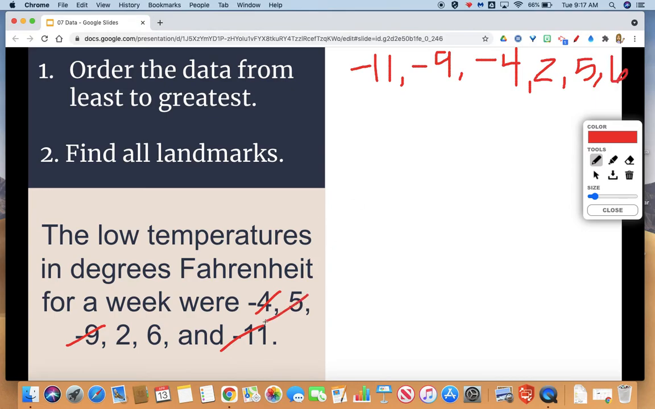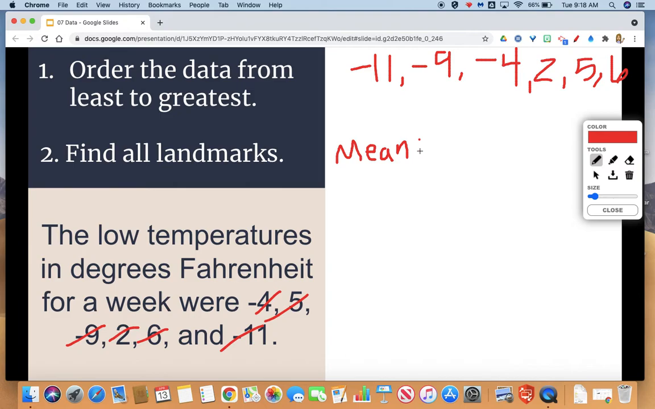Now let's find those landmarks we talked about. To find the mean, we're going to add up all of our data and divide by how many data points there are. I think all my answers are going to release right away, so I'm just going to write these out and then we'll check our answers at the end. So to find the mean, I'm going to take -11, add it to -9, add that to -4, plus 2, plus 5, plus 6.